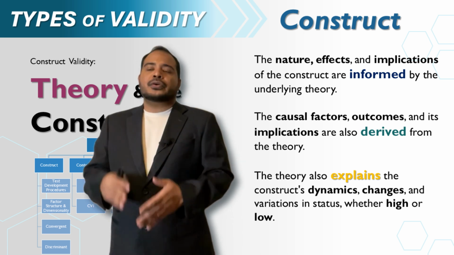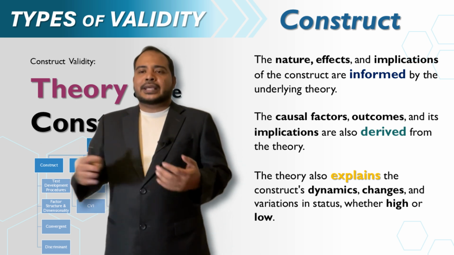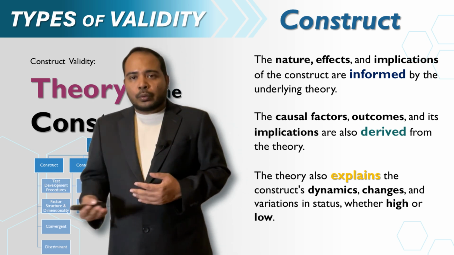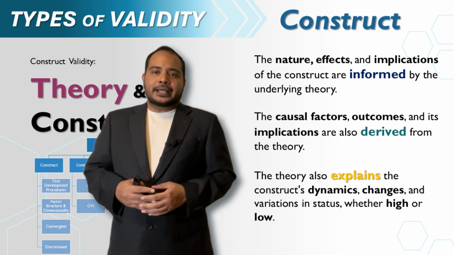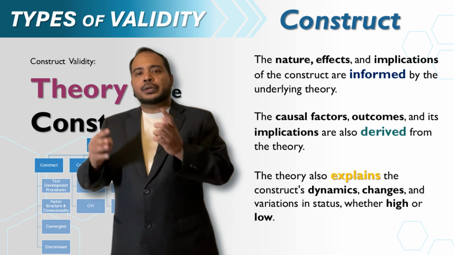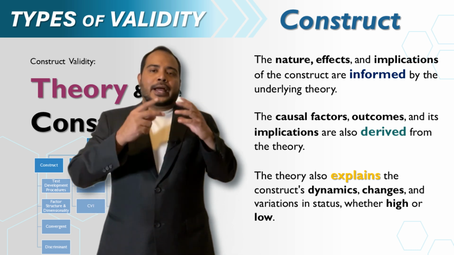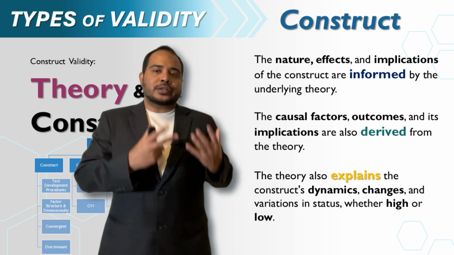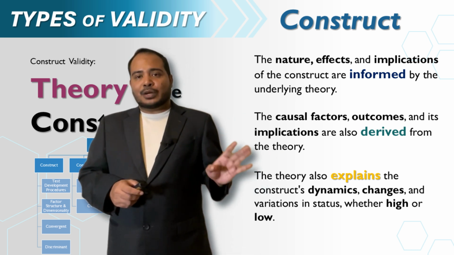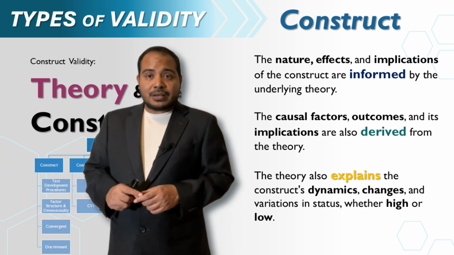At the same time, theory also explains construct dynamics. What this refers to is the changes in the variation in status of the construct, whether the construct is high or low, which may also be explained by the theory. So theory is very important for us to understand the construct. When we talk about construct validity, it may also relate to what the theories explain, the foundational theoretical aspects of the constructs. Those are two important things that we need to revise in order for us to discuss what construct validity is.